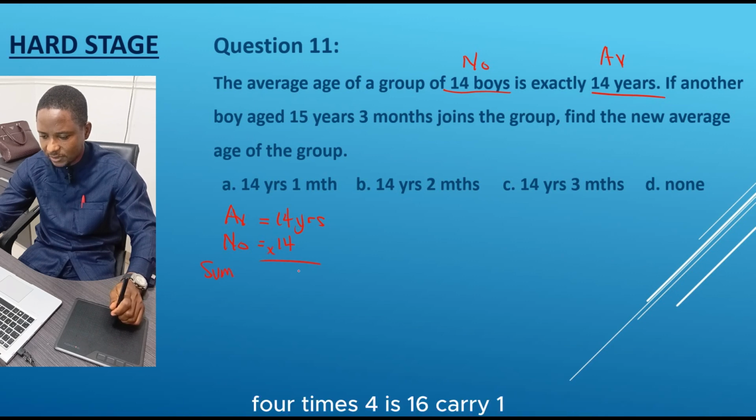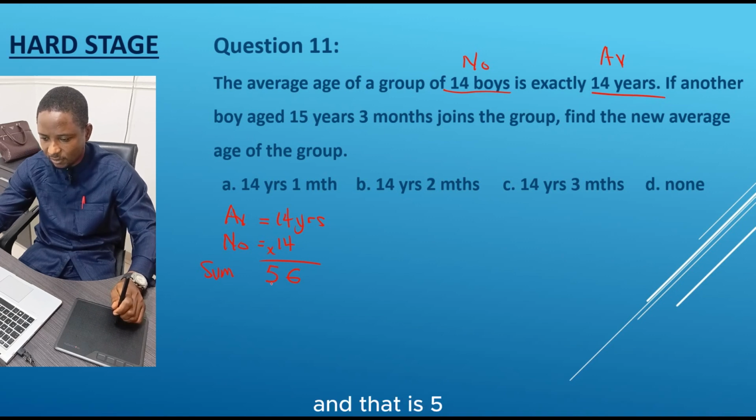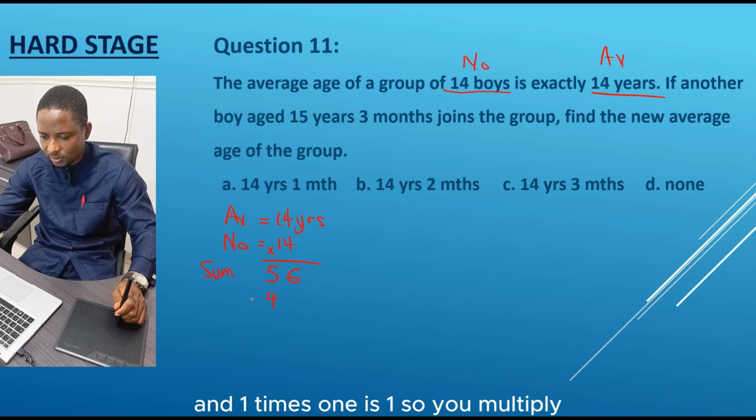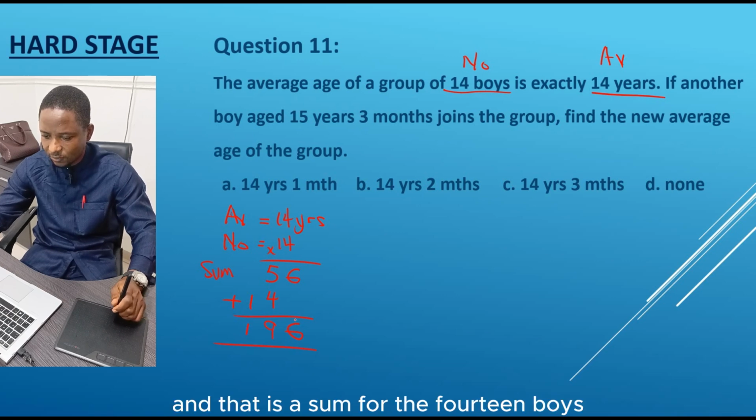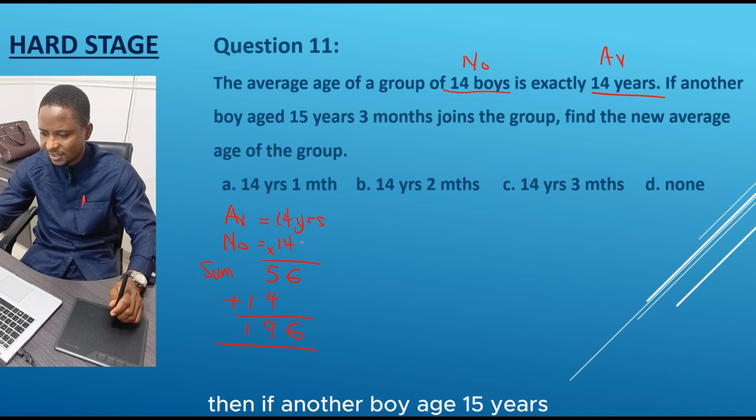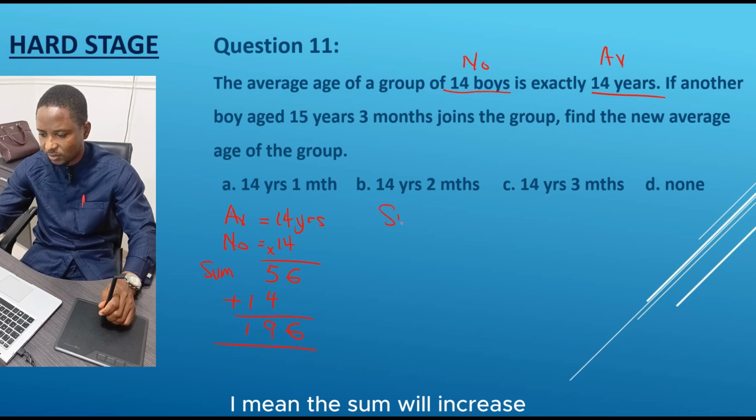4 times 4 is 16, carry 1. 4 times 1 is 4, plus 1, and that is 5. 1 times 4 is 4, and 1 times 1 is 1. So you multiply, you add up rather. You have 6, you have 9, you have 1, and that is the sum for the 14 boys. They now said if another boy aged 15 years, 3 months joins the group, that means the sum will increase.